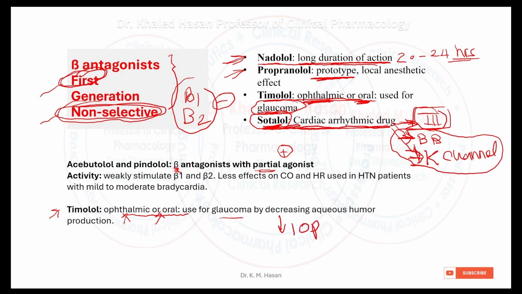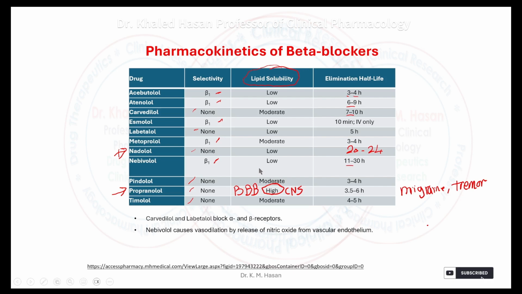I would like to go back to the table here to show you an important concept for carvedilol and labetalol. In addition to blocking beta receptors, these two medications also block alpha. So we can talk about beta 1, beta 2, and alpha being blocked by these two medications. So carvedilol and labetalol block beta 1, beta 2, and alpha.